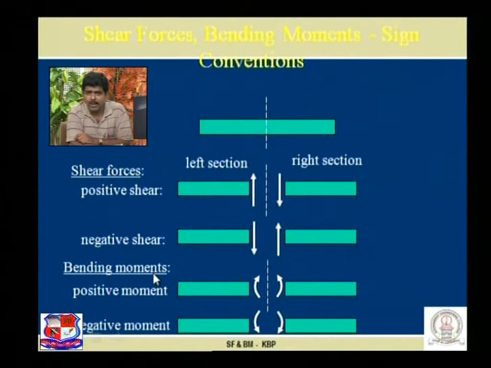Now for bending moment, section left clockwise or right anti-clockwise creates a sagging nature of moment, treated as positive bending moment. Vice versa, section left anti-clockwise or right clockwise creates an overturning that creates hogging moment. It is to be referred to as negative bending moment. You can take the vice versa also.